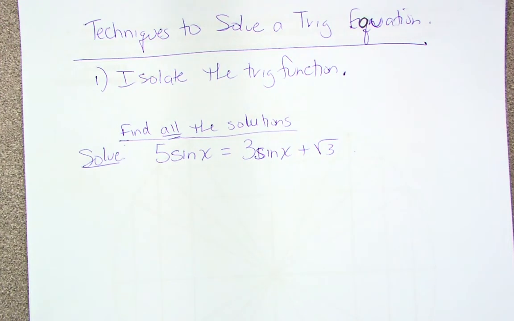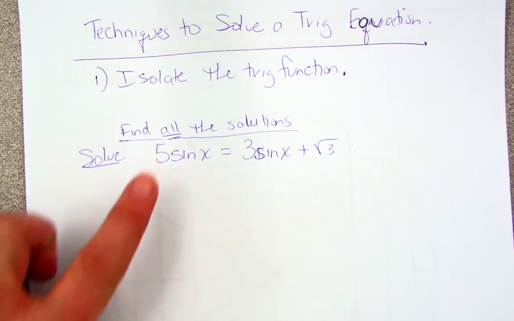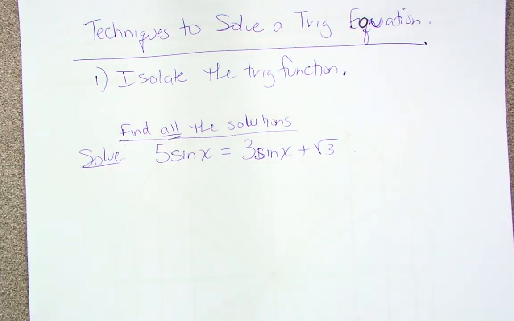The technique we're going to learn today, only one technique, is isolate the trig function. And then we have our first problem there. 5 times sine of x equals 3 times sine of x plus square root of 3. We need to solve for x. What x will make that statement true? In this one, I'm supposed to be finding all of the solutions.